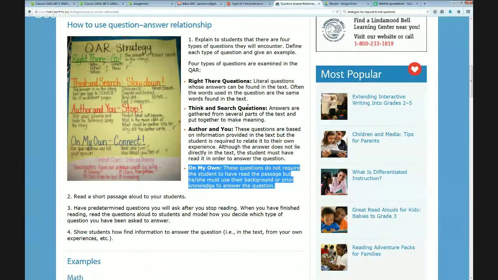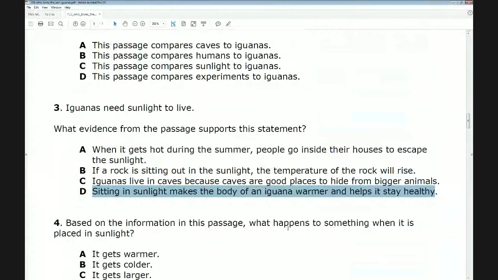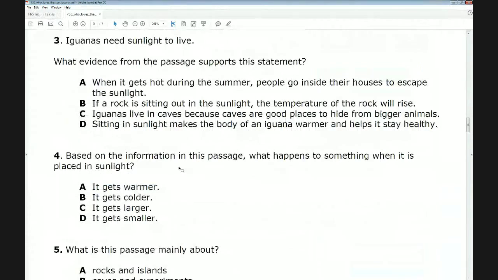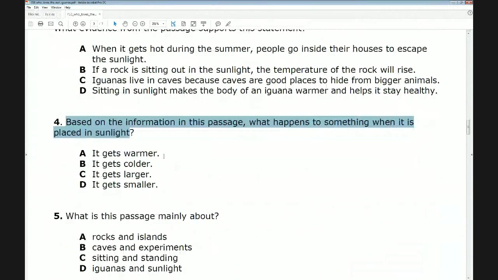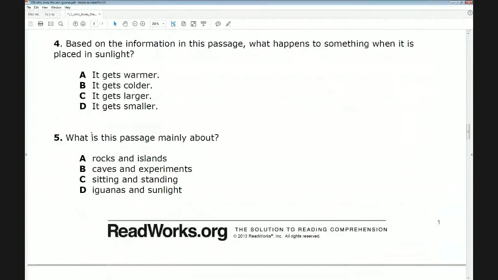Think and search questions. Let's look at that one. Think and search questions: answers are gathered from several parts of the text and put together to make meaning. So let's keep looking and see if we can find one of those. Based on the information in the passage, what happens to something when it is placed in the sunlight? What kind of question do you think that is? Yep, that's an on my own question. I don't even need to read the story to know that the answer is A. It gets warmer.